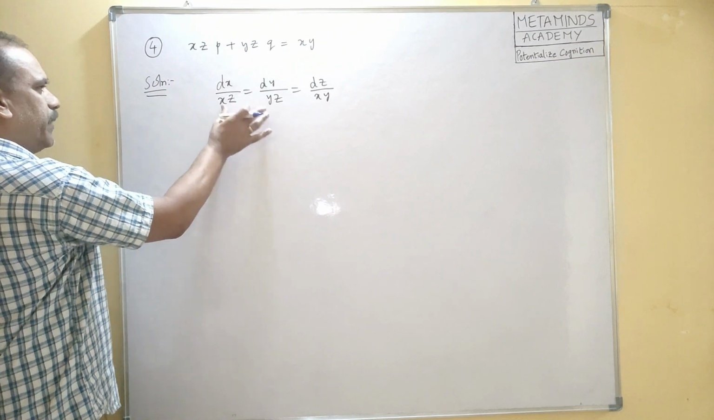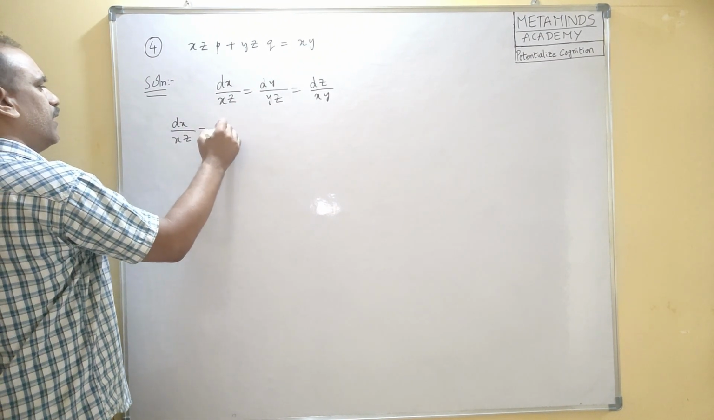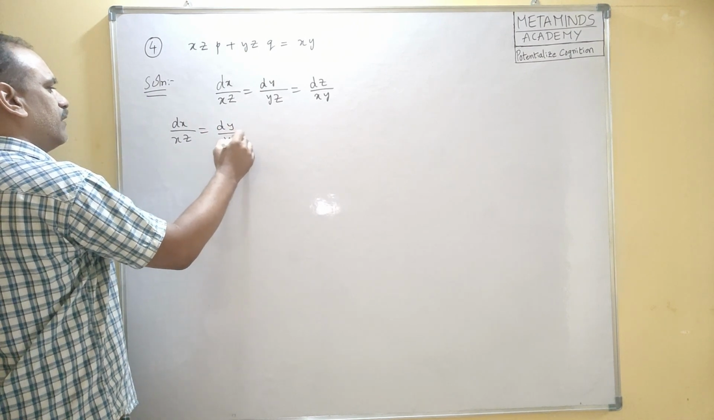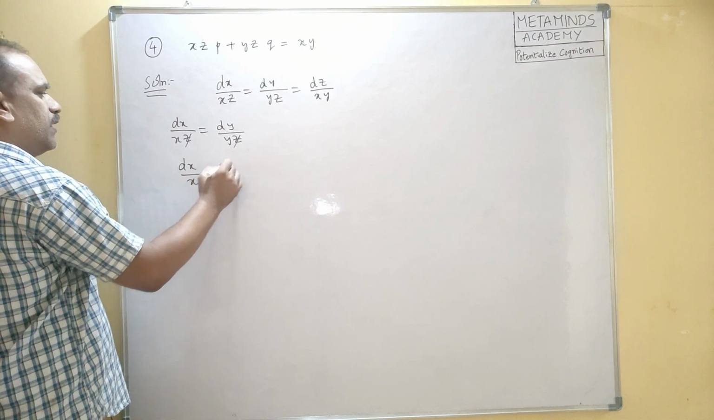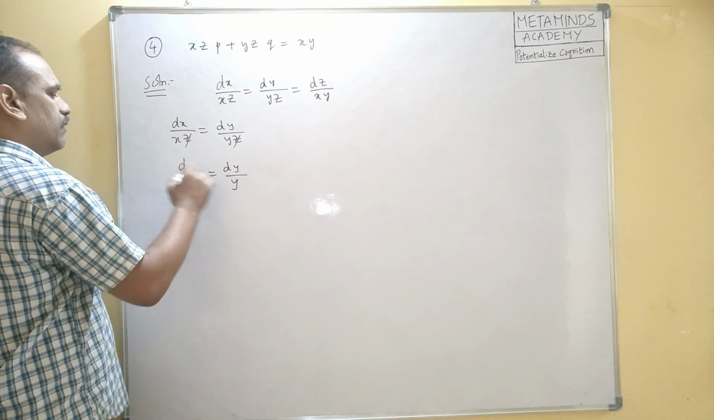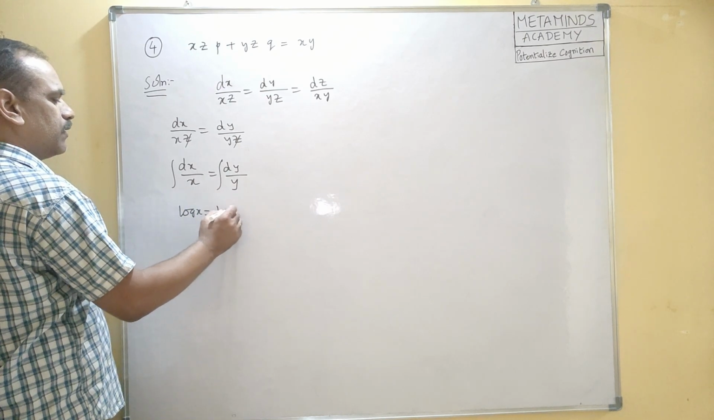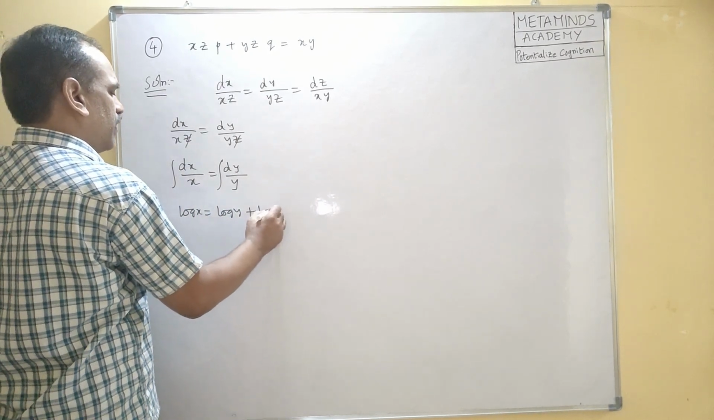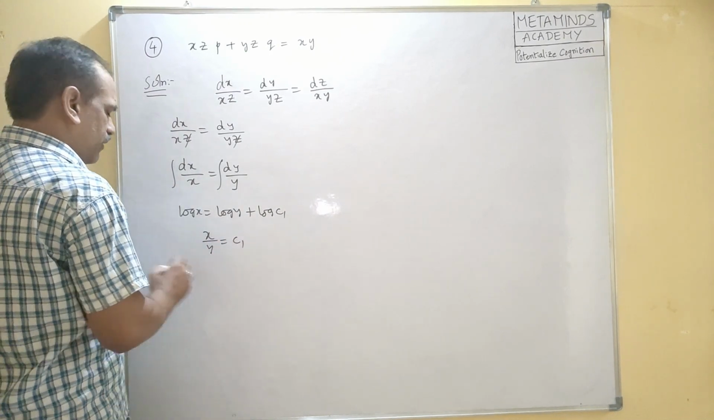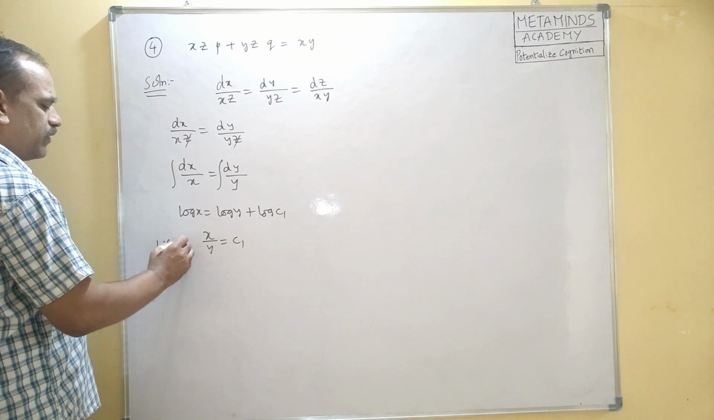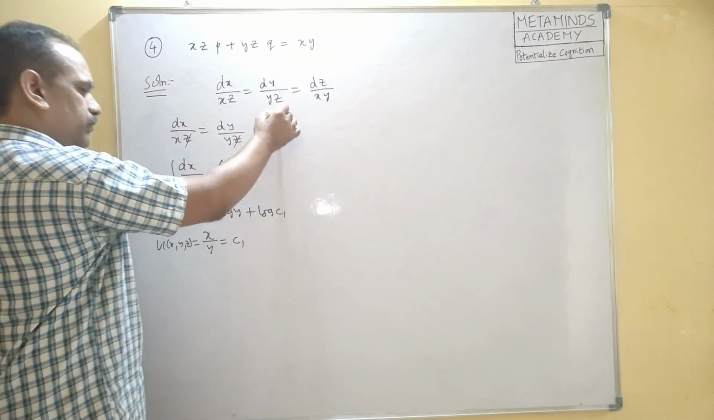Now you take the first pair dx by xz equal to dy by yz, z z cancel, dx by x equal to dy by y. So integrating, what we get? Log x equal to log y plus log c1, or x by y equal to c1, which is u of xyz. So we got u.